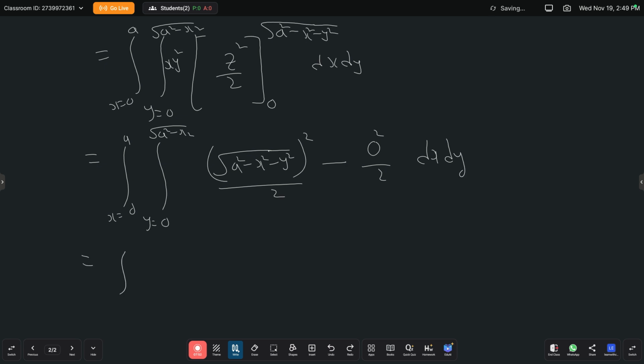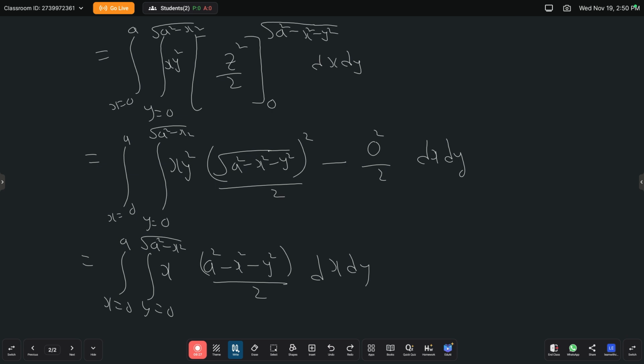So this is equal to x is from 0 to a, y is from 0 to root a square minus x square. So here square and square root get cancelled. So the value remaining is a square minus x square minus y square by 2, minus 0 square by 2, which is 0, since 0 by anything is 0. So I did not write the second term. Into dx dy, here we have into x y square, here also x y square. Okay.